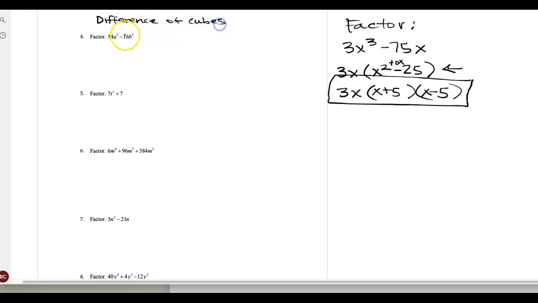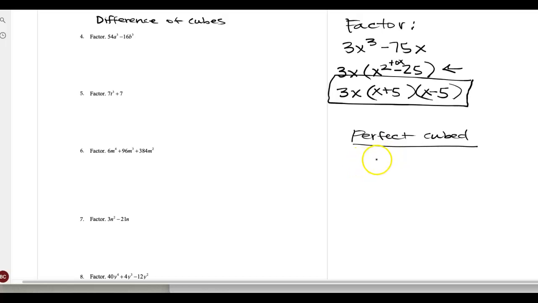All right, and it's a difference because it has the subtract sign in between it. But when I look at that 54 and negative 16, I'm like, wait a minute, those aren't perfect cubes. Because remember, some perfect cubes are good to make sure that you have memorized, just because it will make it a lot easier for you and faster.